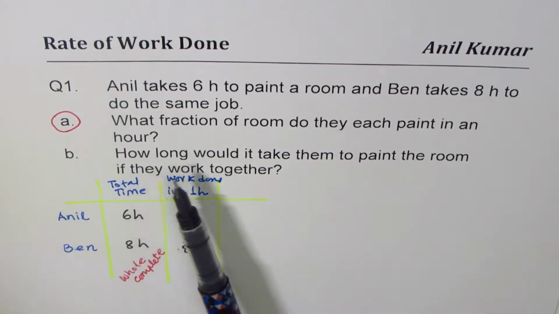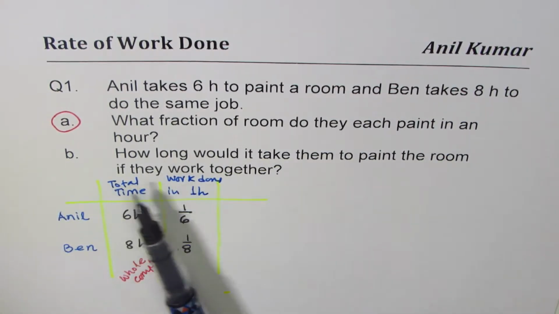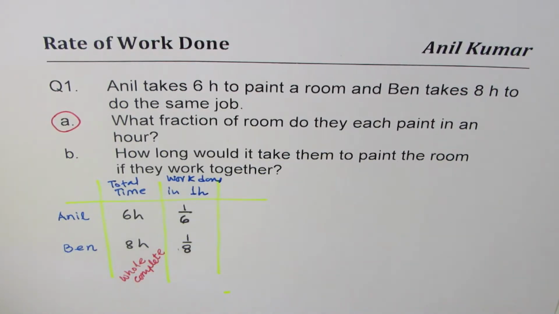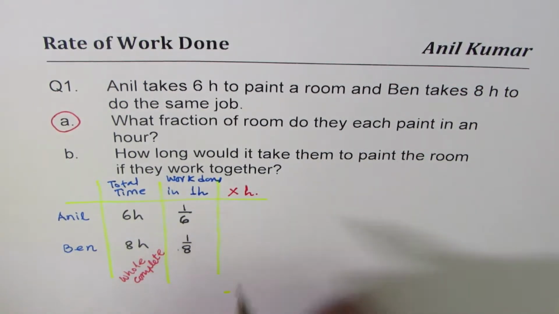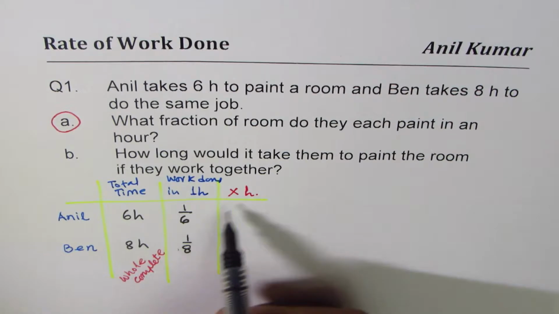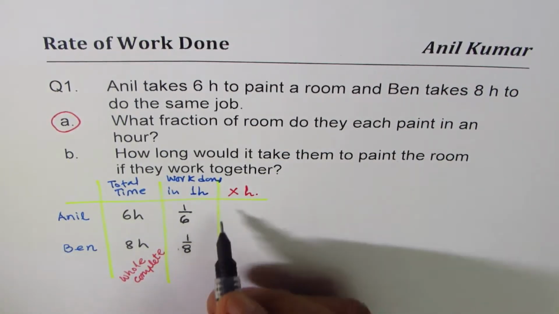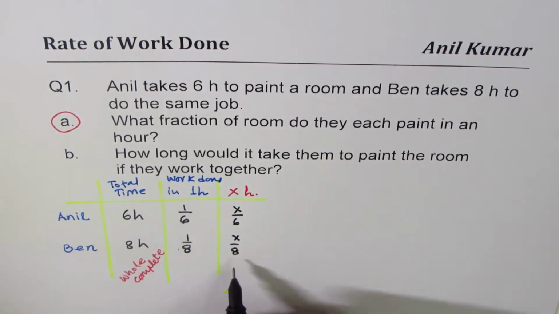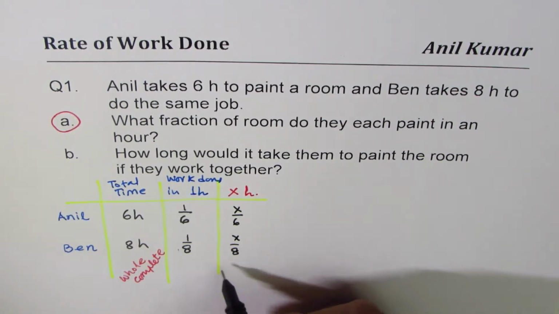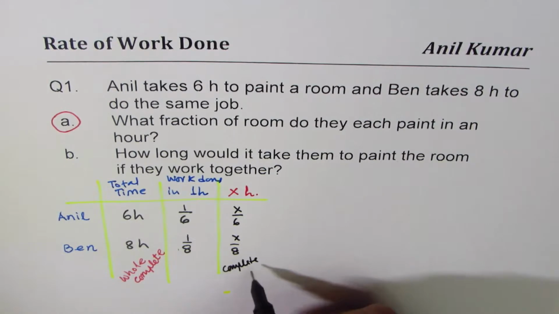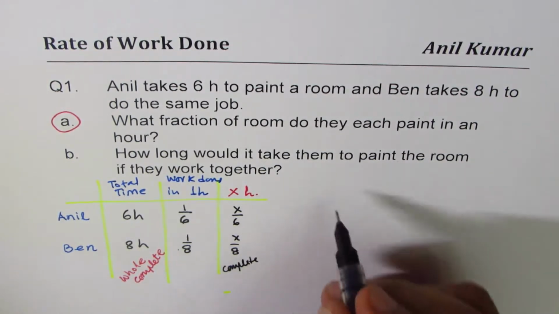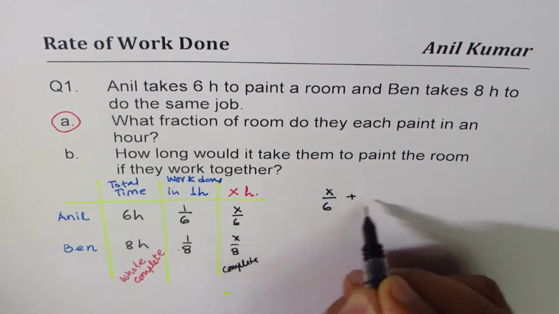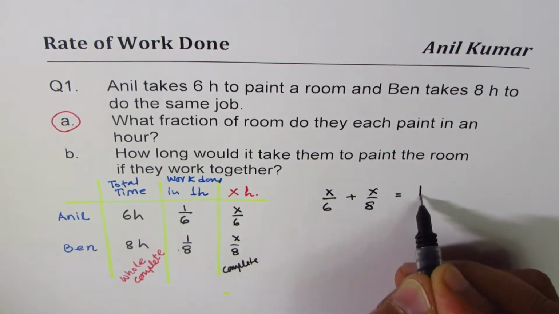Part B is how long would it take them to paint the room if they work together? So how long? We don't know. So what we say here is let it be X hours. X hours will be 1 hour times X, right? In 1 hour, 1/6 is done. In X hours, X/6 by Anil and X/8 by Ben. And they complete the whole job. In fractions, complete means one whole, right? That gives you an equation which is X/6 plus X/8 should be equal to complete job 1.